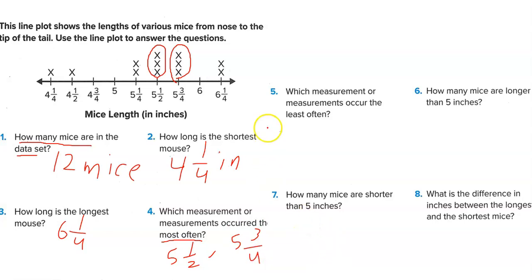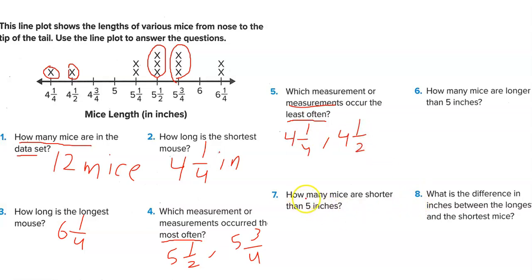Okay. Question number 5. Which measurement occurs the least often? Least often تكررت أقل شيء. عندنا قيمتين. We have two values repeated least often. See? This and this. 1 time and 1 time. So what is the measurement? 4 and 1/4. 4 and 1/2. So I write the measurement, not the number of x. The measurements are 4 and 1/4 and 4.5.